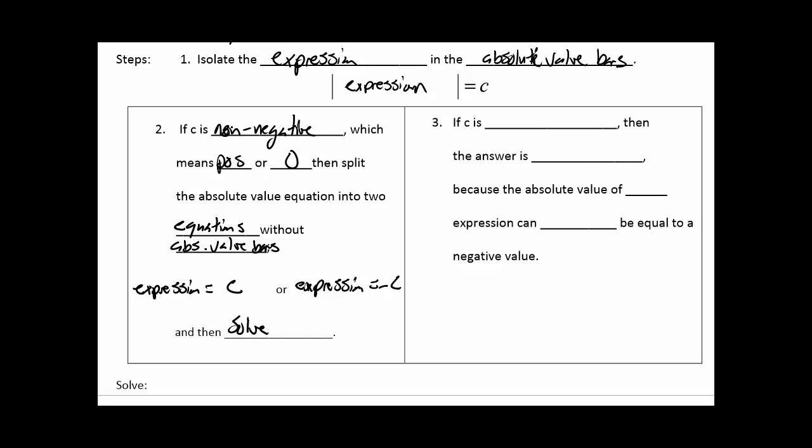The other case that could happen is that the constant is negative, in which case the answer is no solution, because the absolute value of any expression can never be equal to a negative value. It's never possible to have a distance away from 0 that ends up being negative.